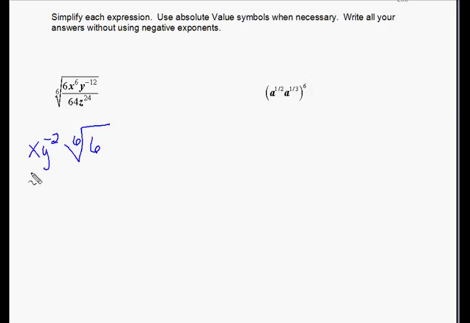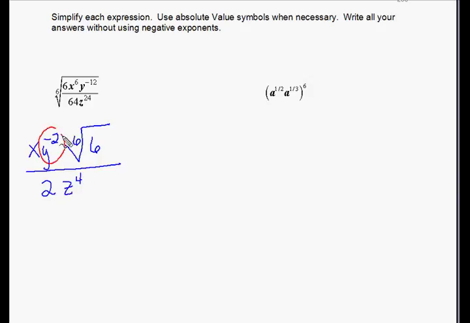64 happens to be 2 times 2 times 2 times 2 times 2 times 2, 6 of them. So I can take out a 2, and z to the 24th, I can think about this as dividing my exponents and get z to the 4th. And we still have some cleaning up to do.